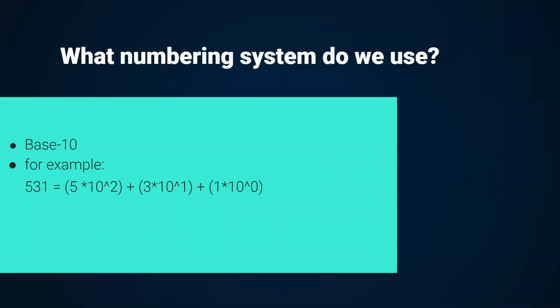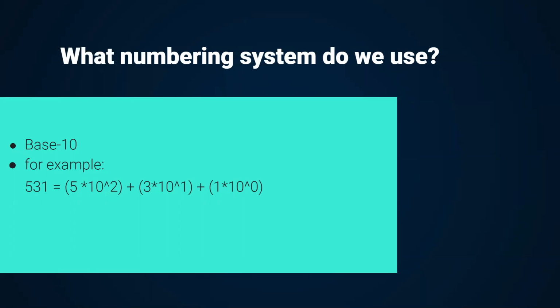So what numbering system do we use? As I said earlier, we use the base 10 numbering system. And I think you will get a good feel for what this means in this next example. 531 equals 5 times 10 to the power of 2, plus 3 times 10 to the power of 1, plus 1 times 10 to the power of 0. So we can see that everything is 10 to the power of something, right? This is a really good numbering system, and it's what we use in everyday life. I'm sure you know that.